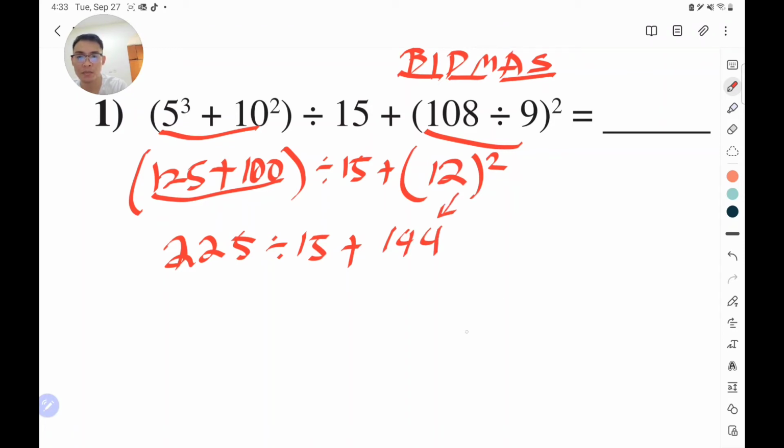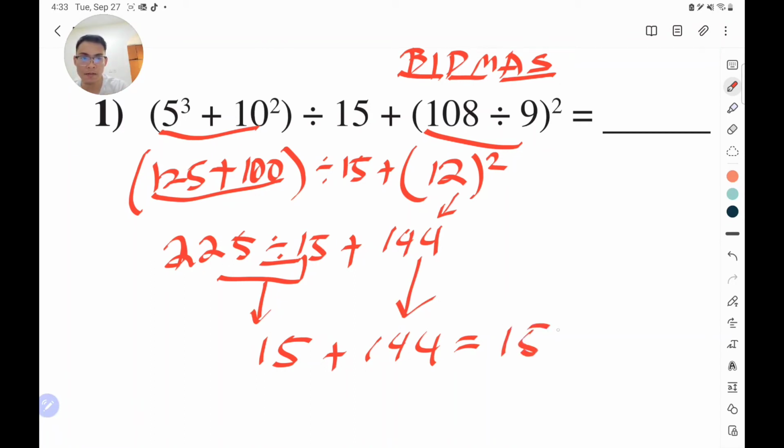Next, division, right? We need to do division first before we add. So we have 225 divided by 15, that is equal to 15, plus 144 is equal to 159.